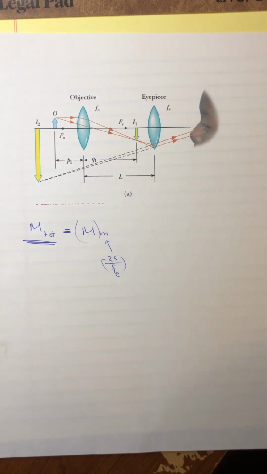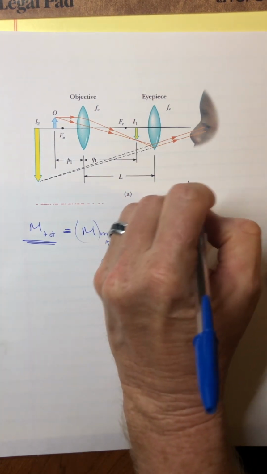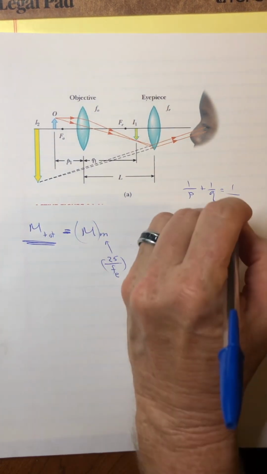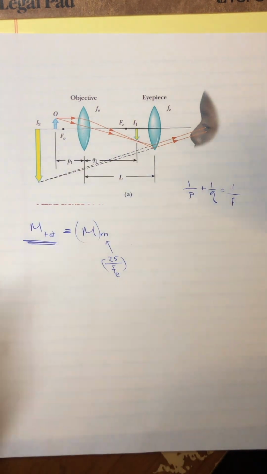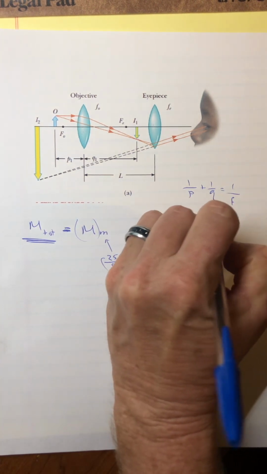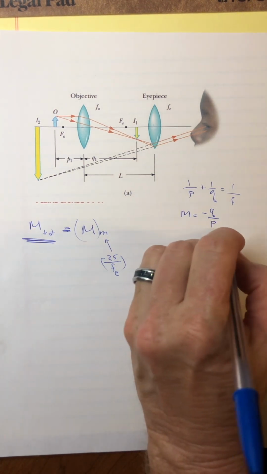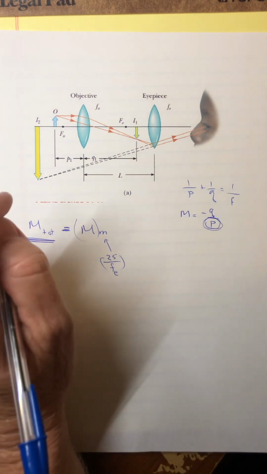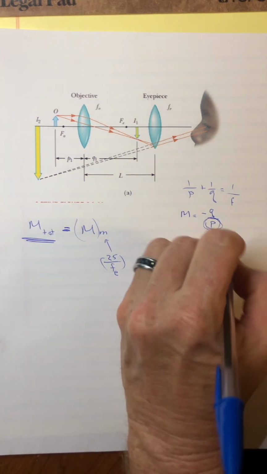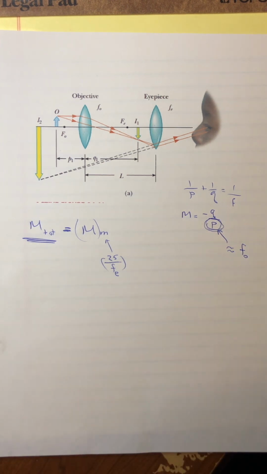And that is to say, something like this, that if we're using 1 over P plus 1 over Q equals 1 over F, and we're trying to make this image big compared to that, it's nice to then, and I'll put magnification equals minus Q over P, we're really trying to get this P here somewhere near the F.